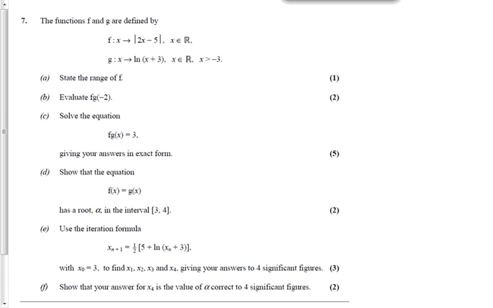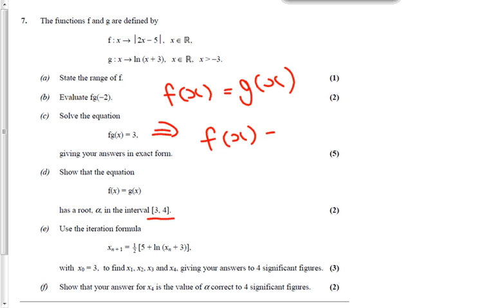Okay, now for the next part, supposing we have to show that f of x equals g of x has a root alpha in the interval 3, 4. What we do is we say f of x equals g of x. That's what we're trying to solve. That implies that f of x minus g of x has to equal 0. And that's the key line right there.